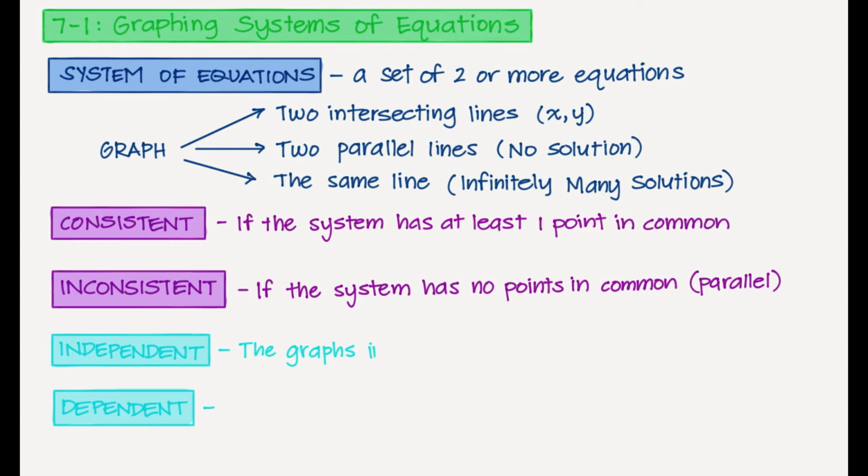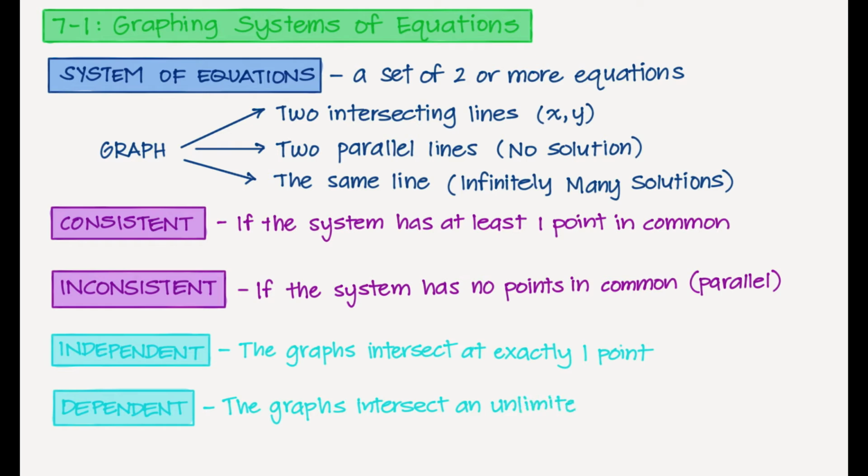Now, the system is independent when the graphs intersect at exactly one point. And dependent is also going to be a consistent system, but it is where they are intersecting at an unlimited number of points, meaning that they are really the same line.